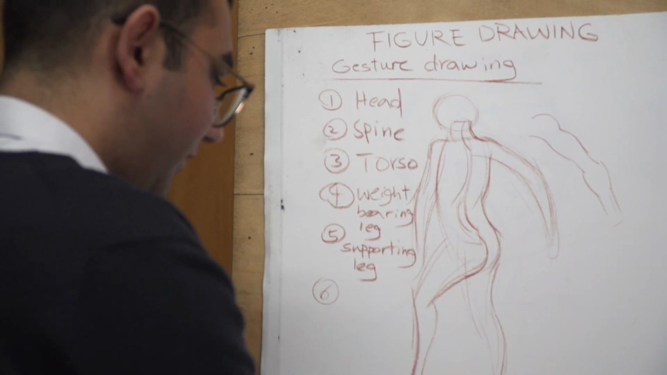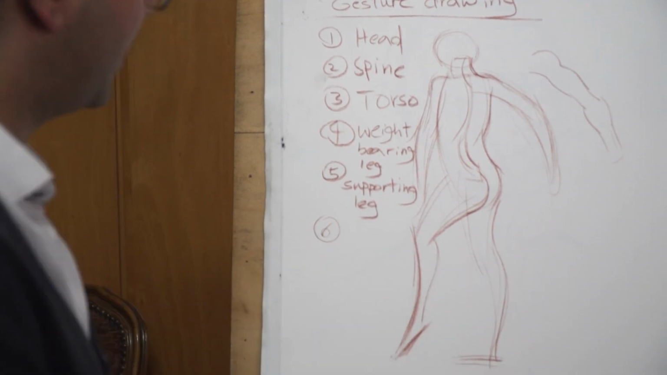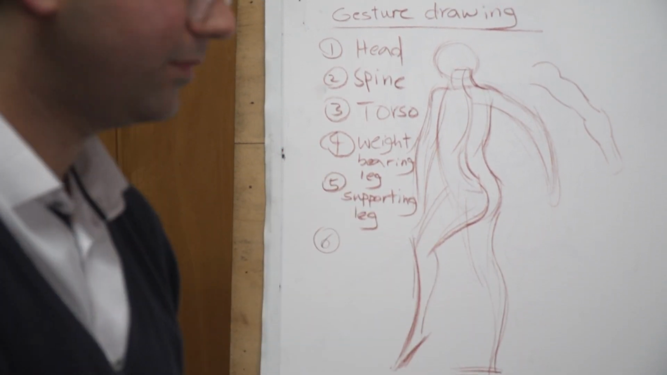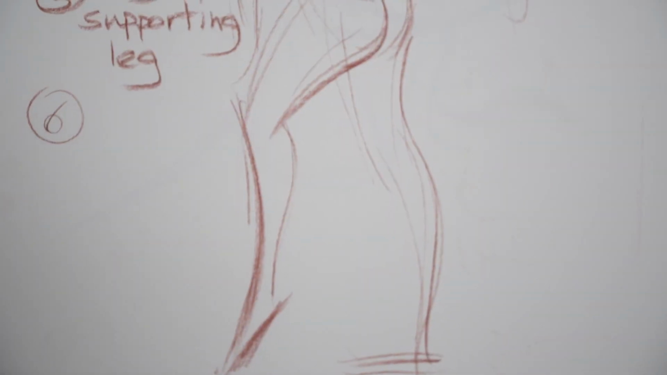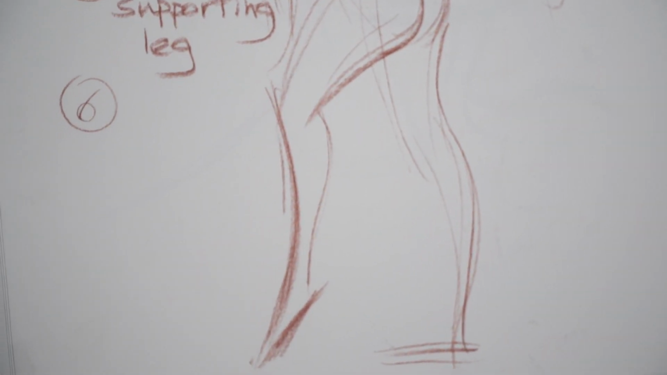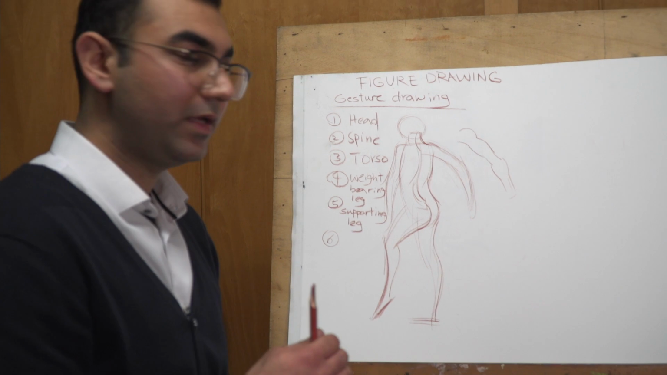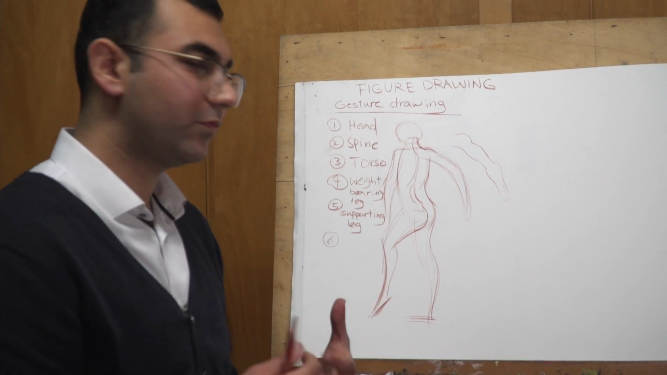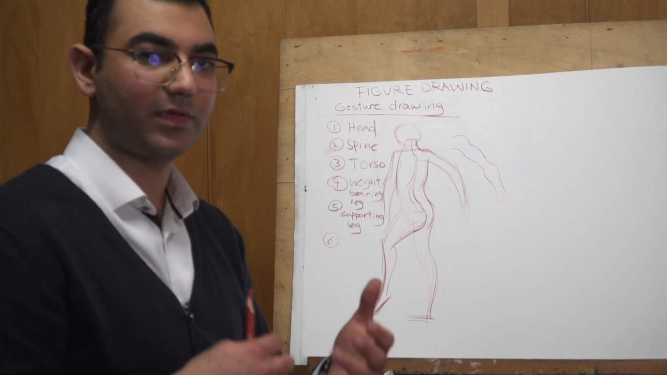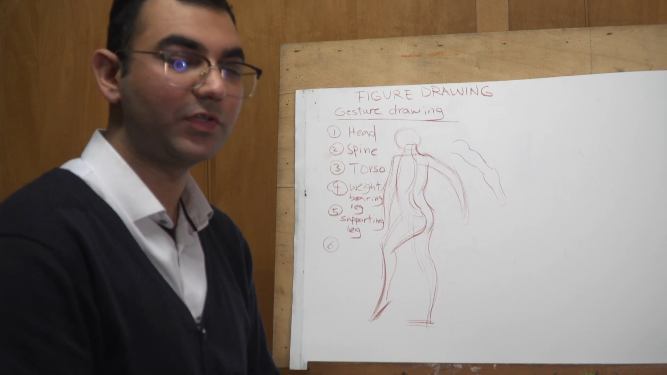So this is the most simple, let's say, way you can draw a figure, just looking for the gesture and movements. And now in the next part I'm going to explain to you the other concepts like wrapping lines, economy of line, and the things that we can add to our figure drawing.